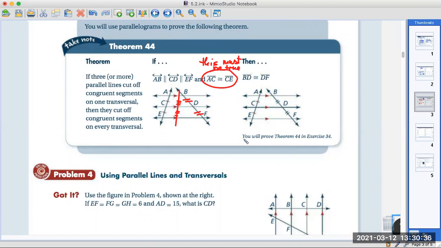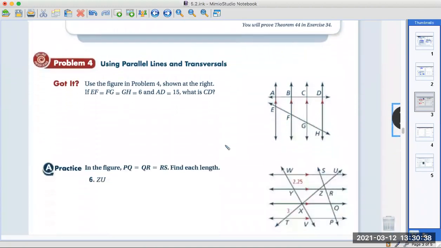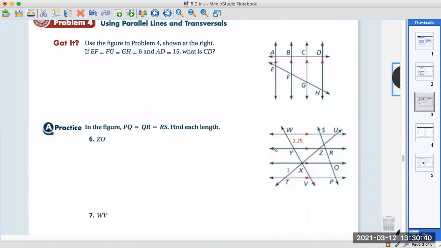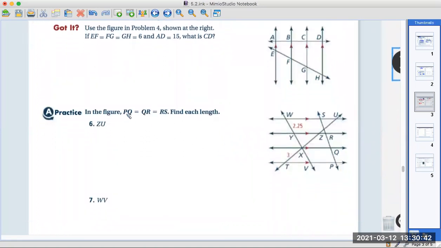Okay, so look at the question here. I wanted to do this one down here. In the figure, PQ equals QR. Let me look, where is PQ? This one. PQ equals QR equals RS, so all of these are equal. So I'm marking them with a tick mark. That's what's given in the question.